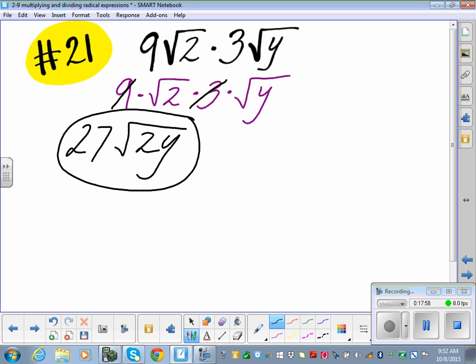Now notice again in the instructions, it says assume all variables are positive. I probably should have erased that off of my worksheet because it would be good for you guys to practice, because on the test, if it doesn't say that, you have to put those absolute value signs if needed. Okay, all right. Questions on 21?